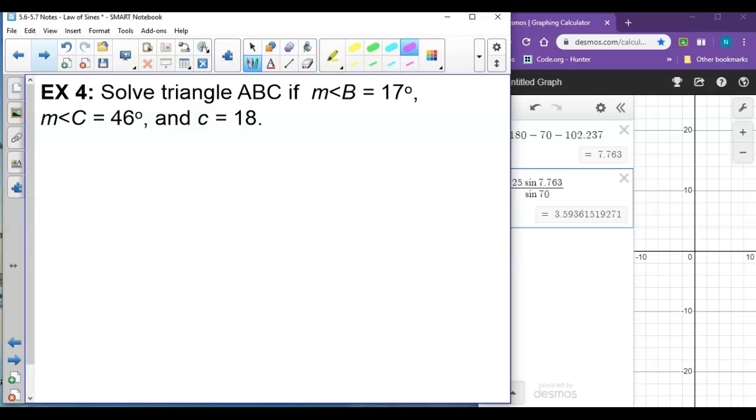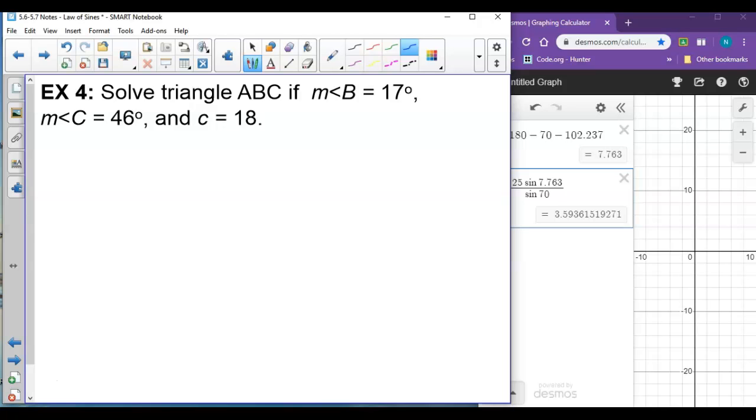In this example, we're supposed to solve triangle ABC if B is 17 degrees, C is 46 degrees, and side C is 18. So I'm going to do this one without drawing the triangle. You could draw it if you wanted to. Also, I do not have to worry about the ambiguous case in this particular instance because I've got two angles and a side.